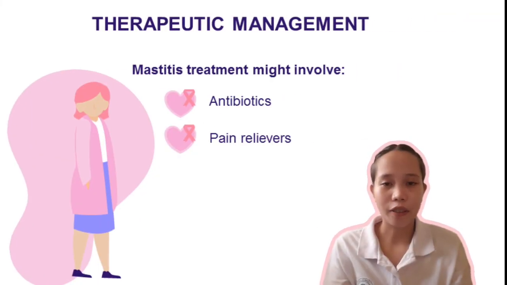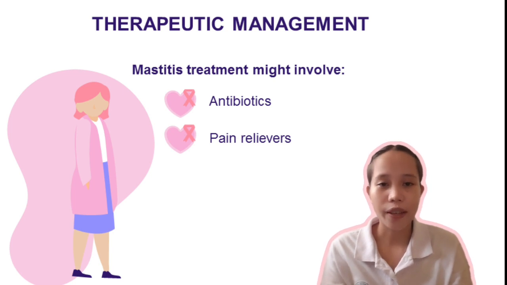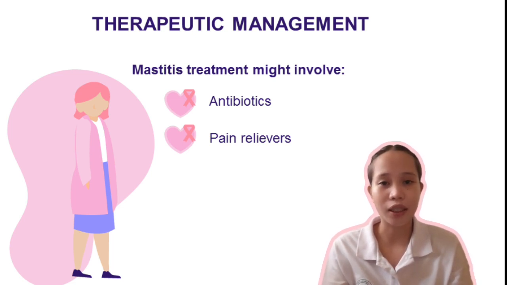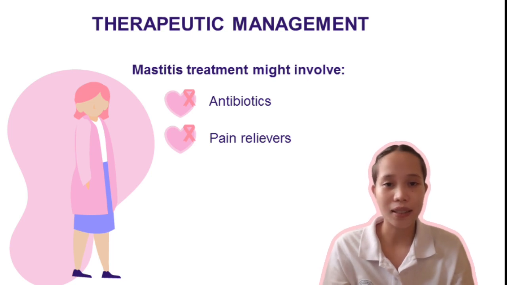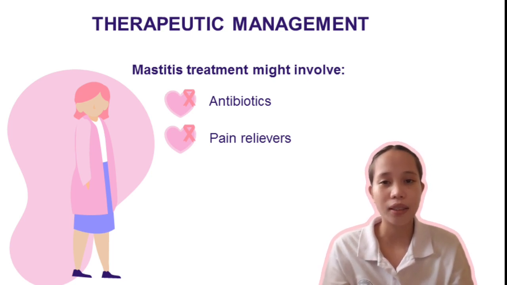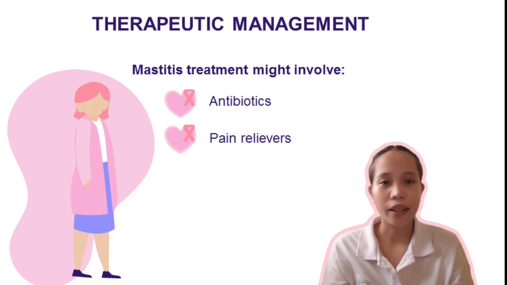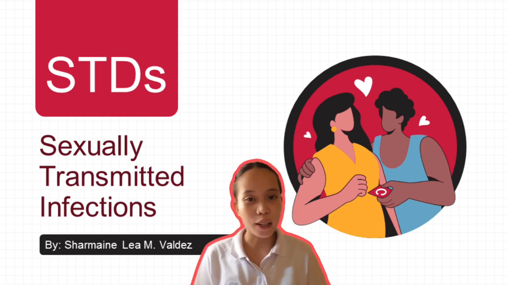Mastitis treatment might involve antibiotics. If you have an infection, a 10-day course of antibiotics is usually needed. It's important to take all of the medication to minimize your chance of recurrence. If your mastitis doesn't clear up after taking antibiotics, follow up with your doctor. Next is pain relievers. Your doctor may recommend an over-the-counter pain reliever such as acetaminophen, Tylenol, or ibuprofen like Advil, Motrin IB, and others. So let's proceed now to the disorders from STDs.